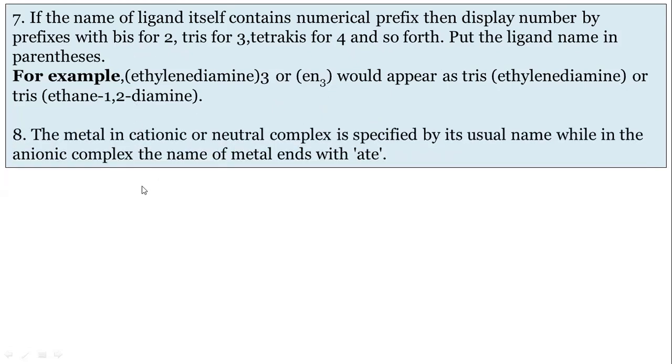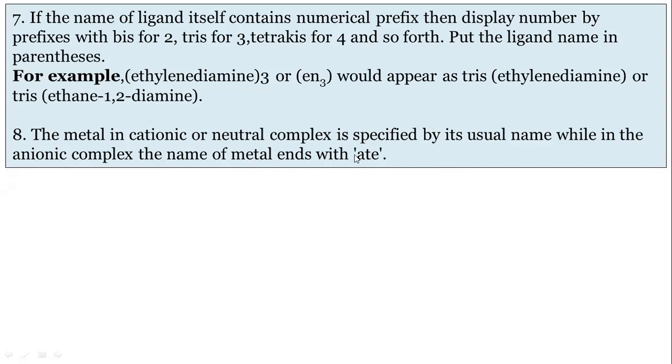So the last rule is rule number 8. The metal in a cationic or neutral complex is specified by its usual name. Remember, we are coming to the metal. In the case of cationic and neutral, meaning when the complex is positively charged or neutral, we give its usual name. For example, if iron is there, we write iron; if cobalt is there, we write cobalt; and if aluminum is there, we write aluminum. But when the anionic complex is there, meaning when the complex is negatively charged, the name ends with -ate.